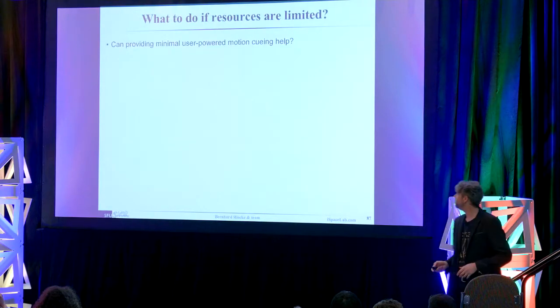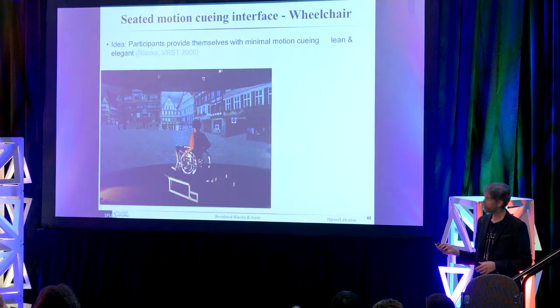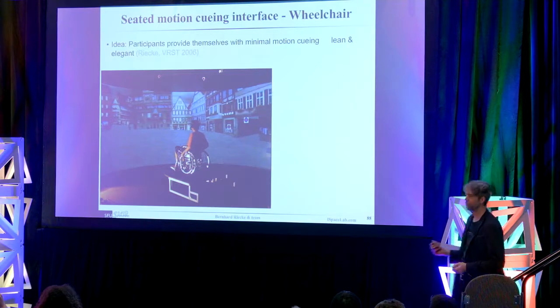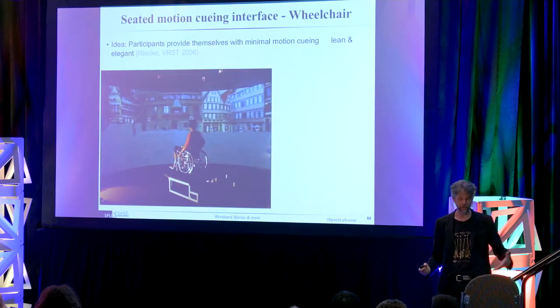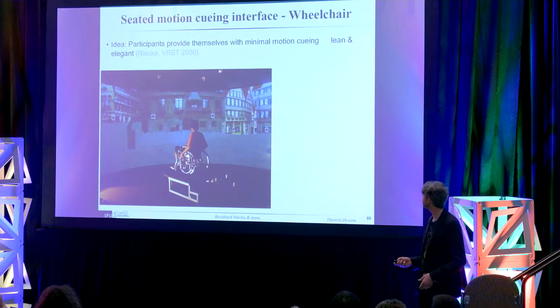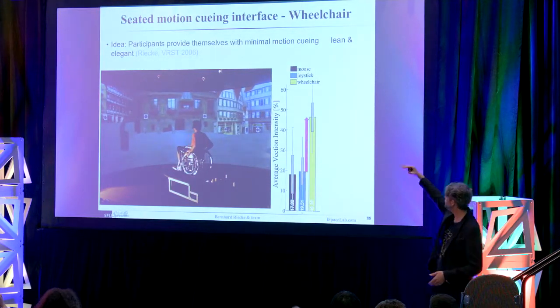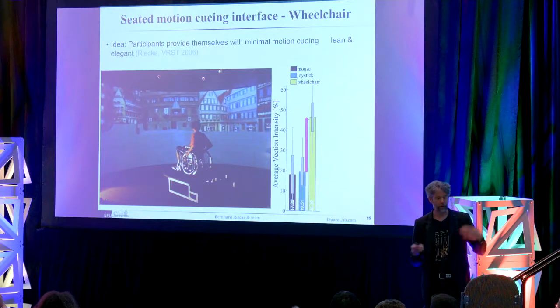But what do you really do if you don't have a lot of resources? I mean, you can do it cheaper. So here's a wheelchair with some rubber bands and a potentiometer, and that alone actually gives you a surprisingly good sensation of self-motion. We looked at this and measured that. It works a lot better than using mouse or keyboard.